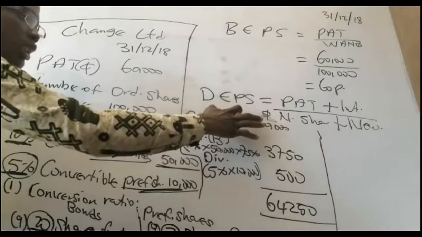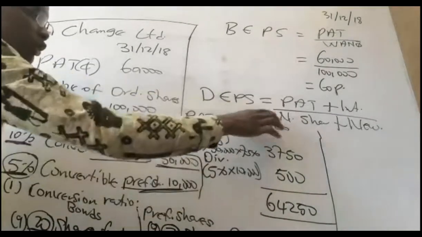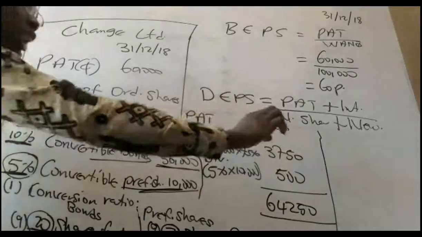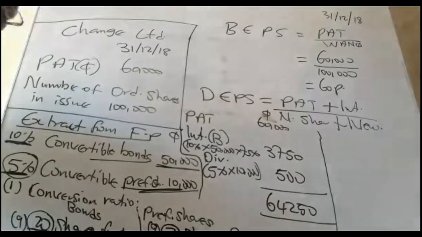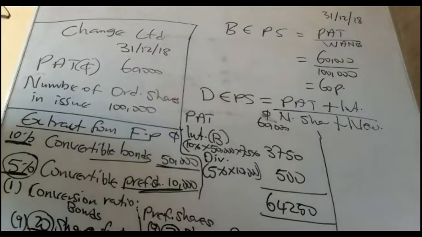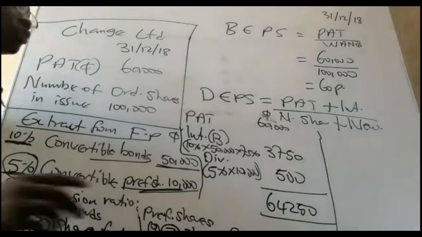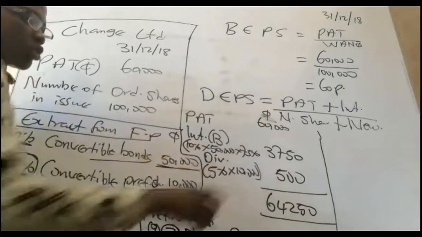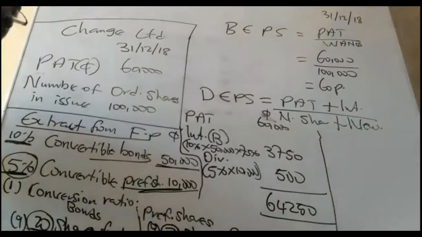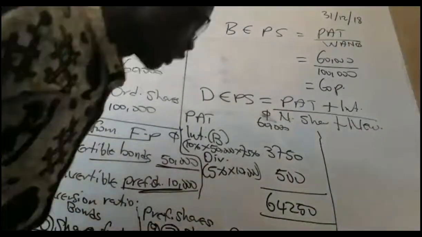The workings start with the profit after tax. This is the profit after tax, 60,000, plus the interest here. The interests are not just one, they are many. The interests are not one, they are two: one on the debt and one on the preferences. Great. So let's look at the shares here.